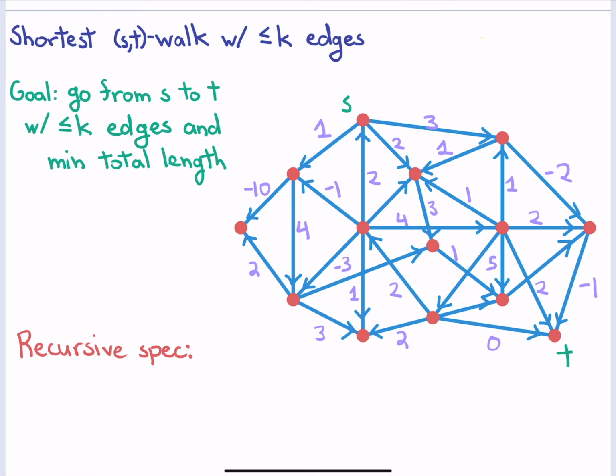So now it's a slightly different problem. We'll figure out how to connect it to the original problem later. My goal is to go from S to T with at most k edges and minimum total length. If I wanted to solve this problem, how might I go about it? What might be a natural strategy? Something that I can maybe make some induction argument on.